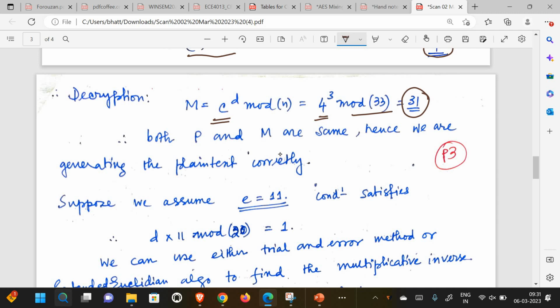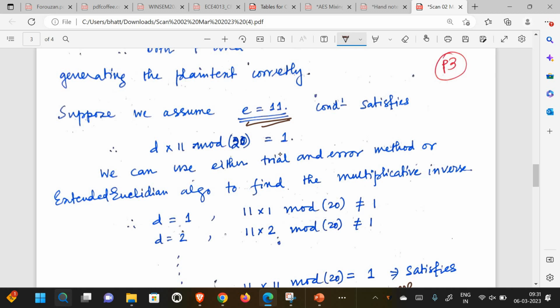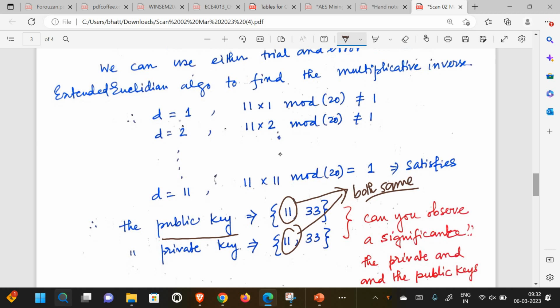Right. Now, as per our condition, 1 to 20, we can choose any key in between, right? So suppose we have chosen something as e equals 11. Just for example, instead of 7, we have chosen it as 11, because the condition is also satisfied over here. So now, we are trying to find out the multiplicative inverse. And if you observe here, if we choose E equals 11, your D is also coming as 11. That means your public and the private key both are coming to be the same.